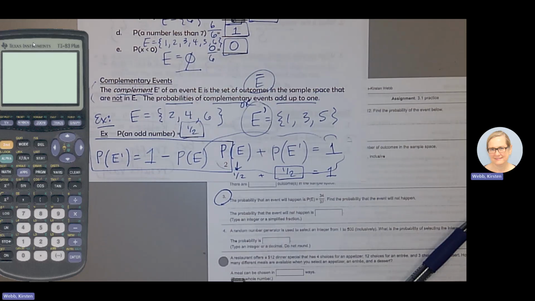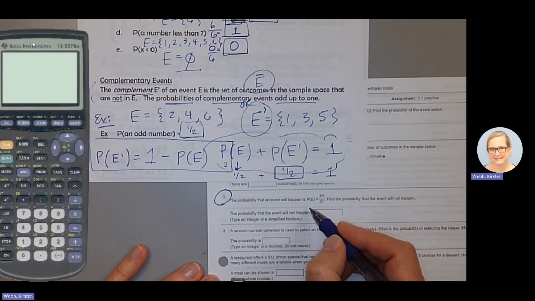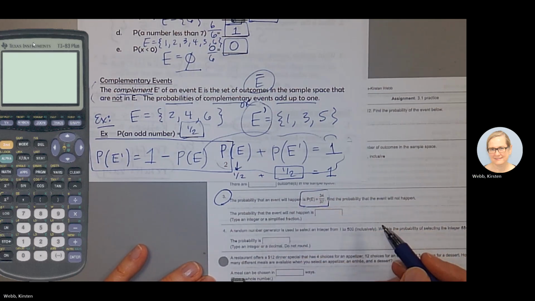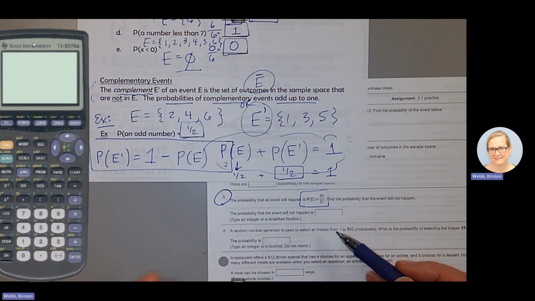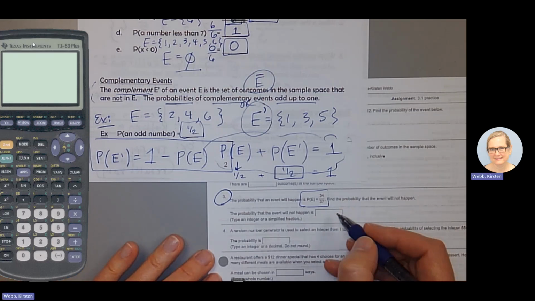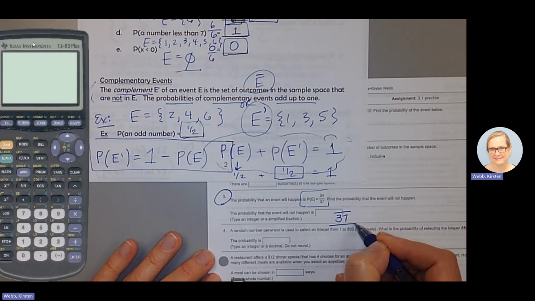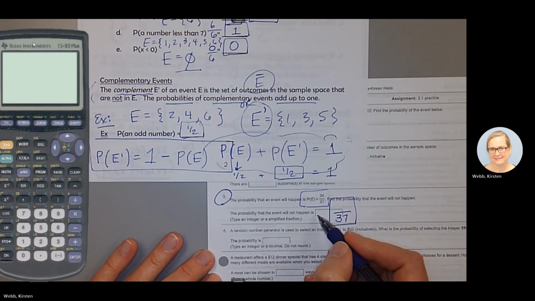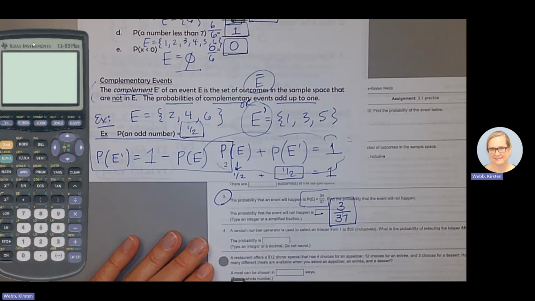So they've given us the probability that something will happen, and then they're asking us to find the probability that it won't happen. So that should be the rest of the outcomes, or the opposite of the original event. Can you tell what that probability would have to be? 34 out of 37 is the probability that it will happen. What out of 37 would then be the probability that it won't happen? It's the rest, right? The other 3.